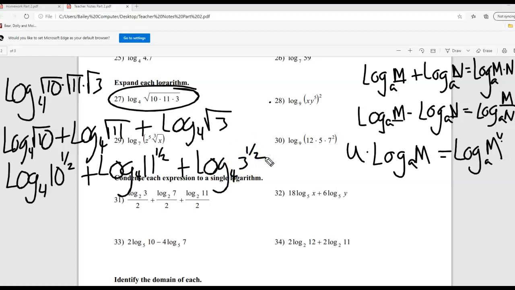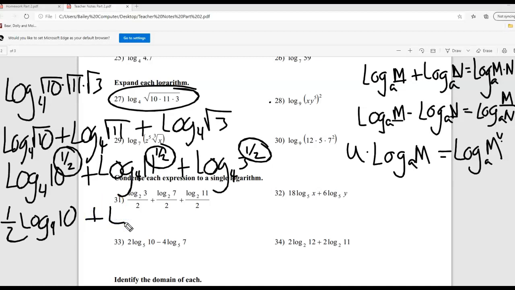And since we have a half power, we're going to take those powers now. When you have a logarithm whose argument has a power on it, that power can be rewritten as a multiplier of your logarithm in the front. So instead of having it as a power, we write it as a multiplier in the front. So I'm going to be rewriting these 3 logs as 1/2 times the log plus 1/2 times log base 4 of 11 plus 1/2 log base 4 of 3.